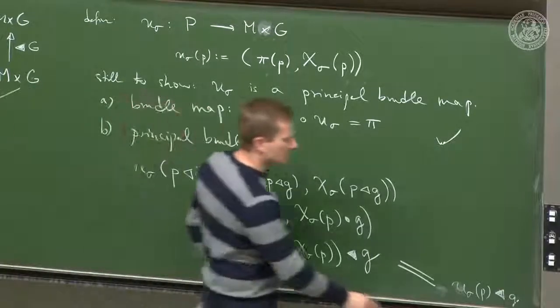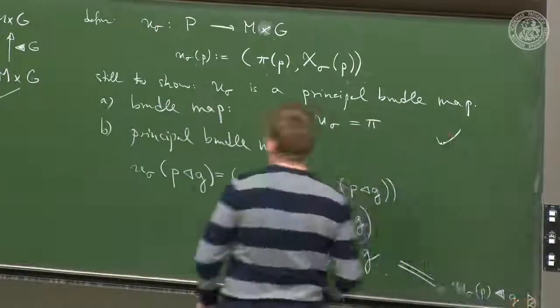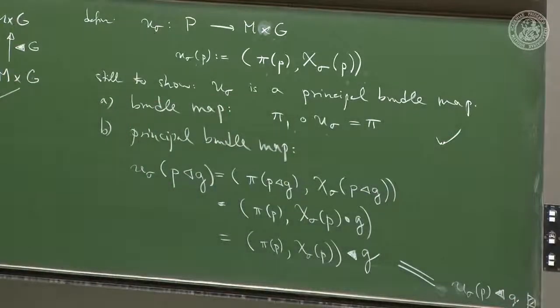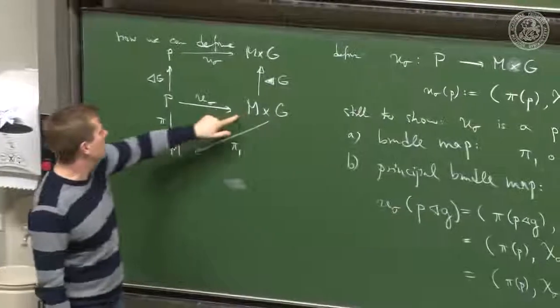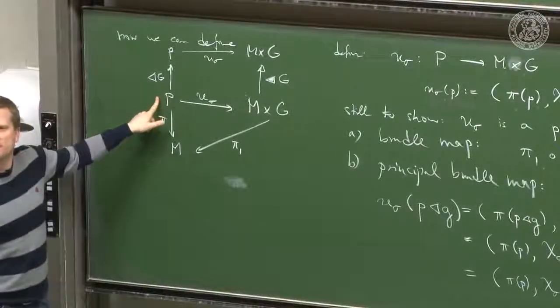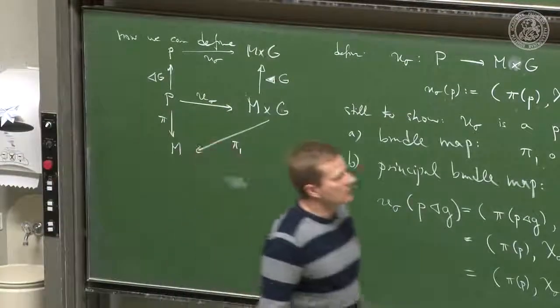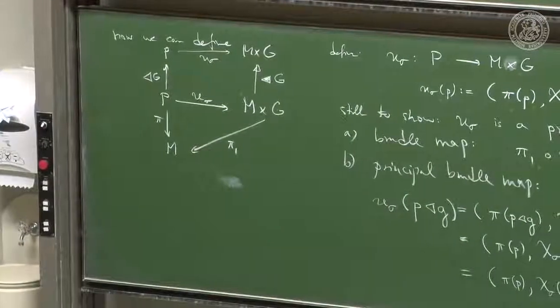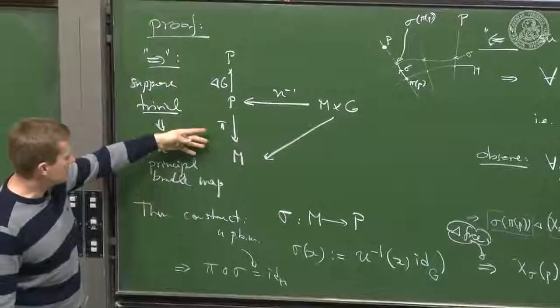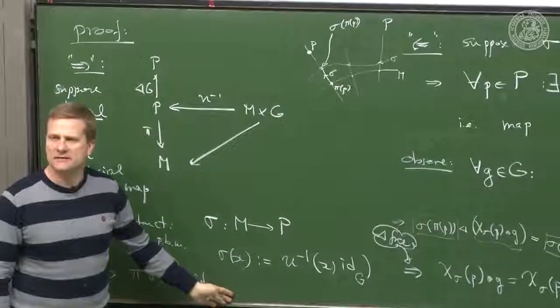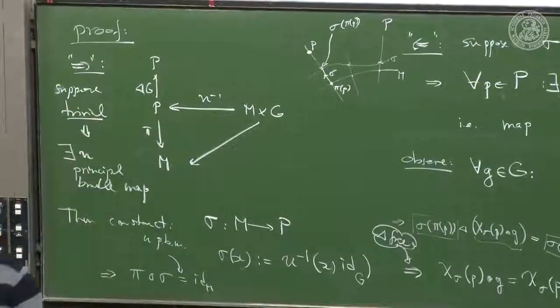Hence we're done, because once you establish that a principal bundle has a bundle map into the trivial bundle, then this principal bundle is trivial. So having a section means the bundle is trivial, and the other way around, if the bundle is trivial, you can construct a section. Okay.